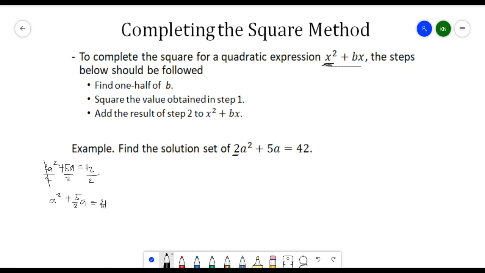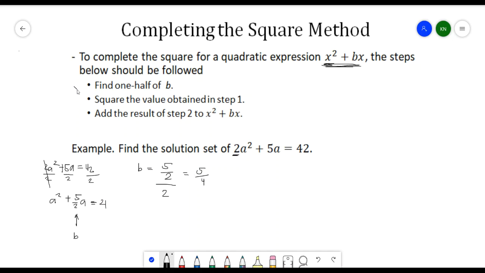So afterwards, we already have the same format. We already got x squared plus bx, so we just need to follow the steps now. First, we need to identify what our b is. From this equation, our b is equivalent to 5 halves. And it says here that we need to find 1/2 of b, so we need to divide this by 2. That gives us 5 over 4.